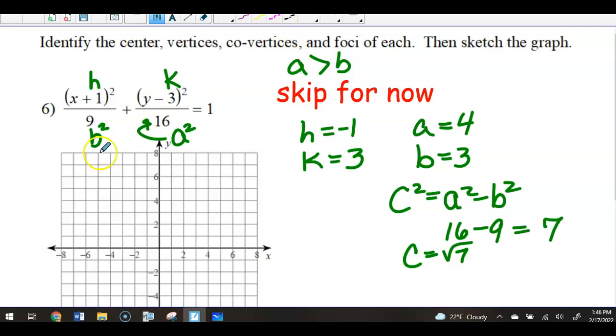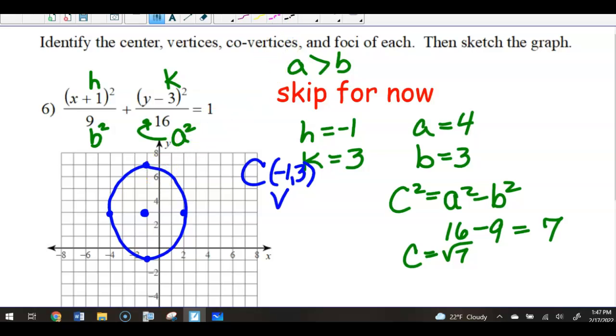All right, I'm going to kind of do this conceptually, and then we can talk about following the recipes if you want. The center is at h, k, or -1, 3. And then underneath the y was a 4 squared, so we're going to go up and down in the y direction 4. And we're going to go in the x direction 3, because that's what was under the x term. So this one's almost a circle. It's a little longer up and down than it is side to side.